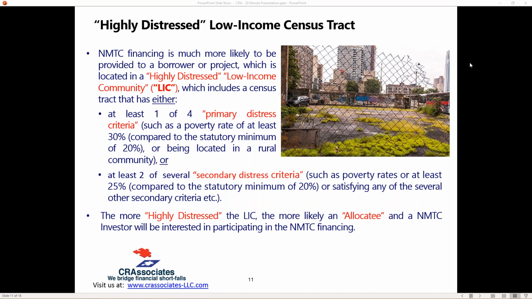The more highly distressed, specifically the more primary and secondary criteria that characterize the low-income community, the more likely an allocatee and an investor will be interested in participating in the new market tax credit financing with the borrower. In fact, all allocatees that received allocation awards from the last annual award round have committed to provide 75% of their allocation awards to highly distressed low-income communities or to low-income census tracts with very high unemployment rates.